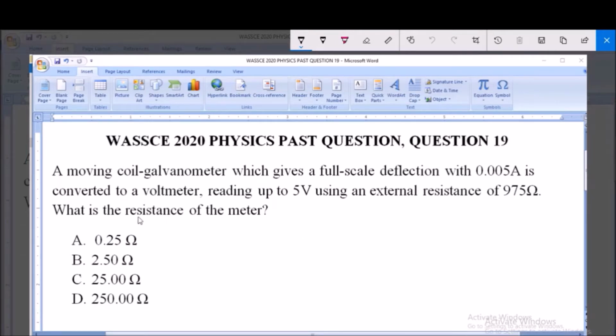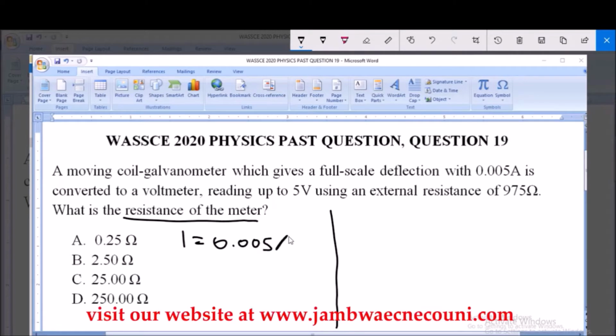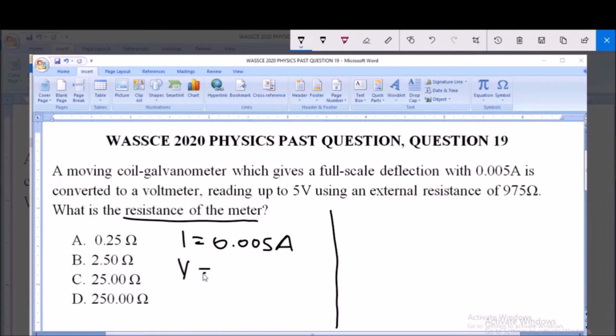So we are asked to find the resistance of the galvanometer. Now, this is a conversion of the galvanometer to a voltmeter, and like we know, a galvanometer is an instrument that is used to measure very, very small currents. Now, it is given that the current that is being measured with full scale deflection, I, is equals to 0.005 amperes. Now, this galvanometer is converted to a voltmeter reading up to 5 volts. That means the total voltage V is equals to 5 volts, using an external resistance of 975 ohms.